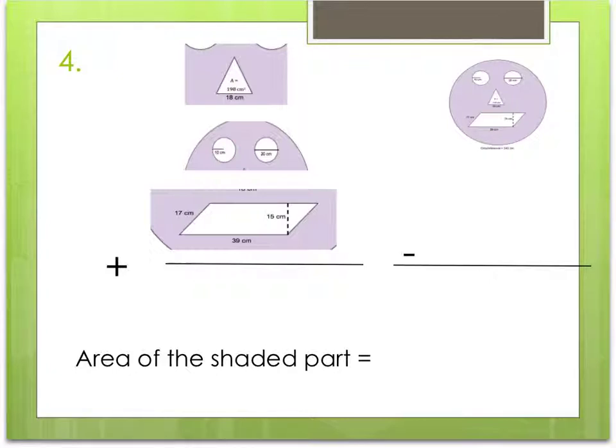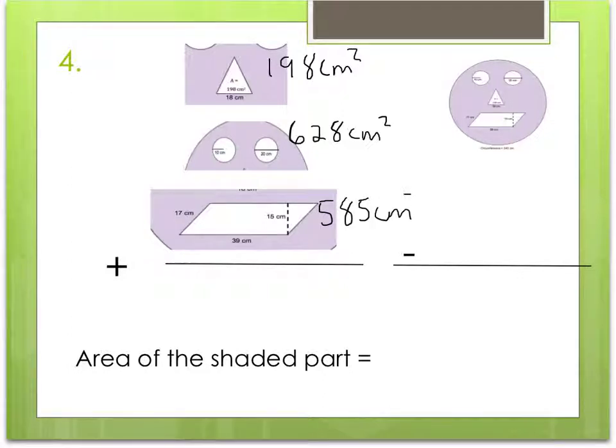In order to calculate the shaded area of the face, we needed to calculate the area of the nose, eyes, and mouth, and subtract this value from the total area of the face. The area that was given to us for the nose was 198 centimeters squared. When we calculated the area of the circles, we got 314 centimeters squared for each, or 628 centimeters squared for both. For the mouth, or the parallelogram, we got an area equal to 585 centimeters squared.